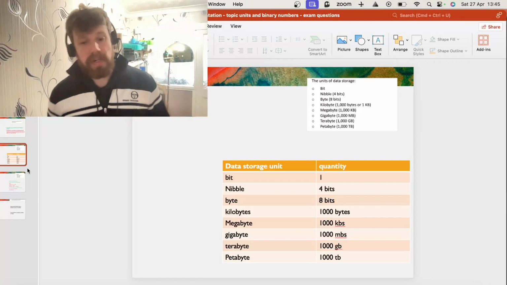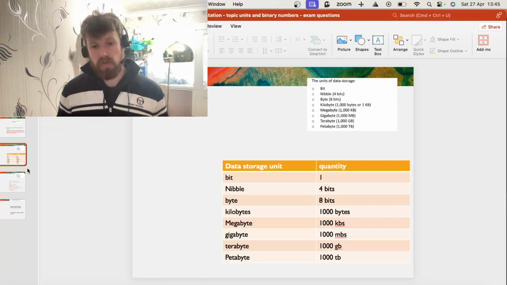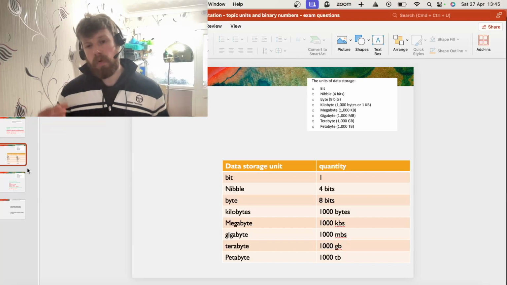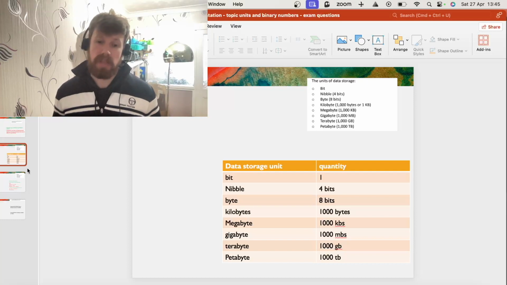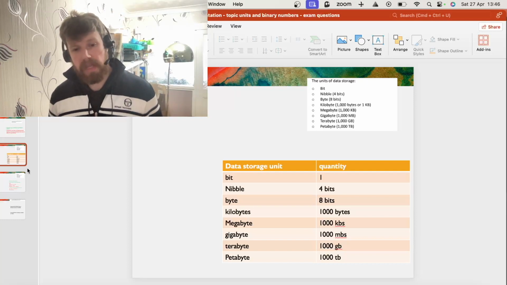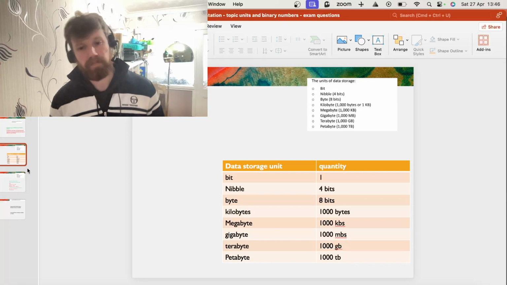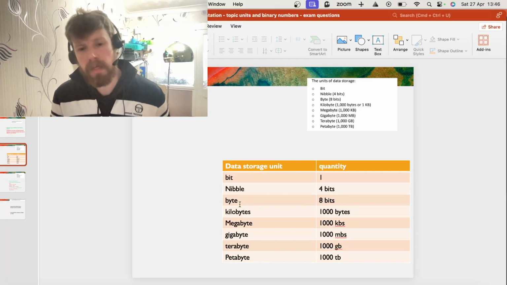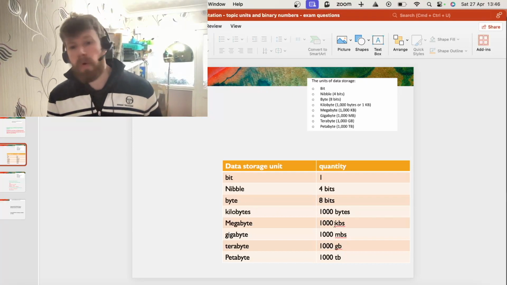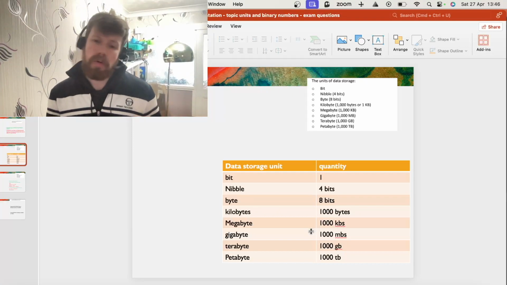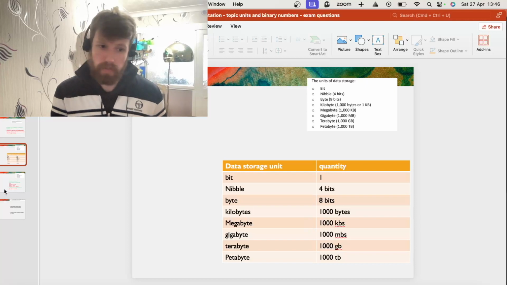This one is simply looking at the data storage units and the order in which they go. This would be a really good one for a flashcard where you just have to try and remember the order of these. So you've got bit, nibble, byte, kilobyte, megabyte, gigabyte, terabyte, and petabyte. As soon as you get over a byte, you will see that it's just 1,000 of the thing before. But if you know the order, then that becomes a lot more simple.